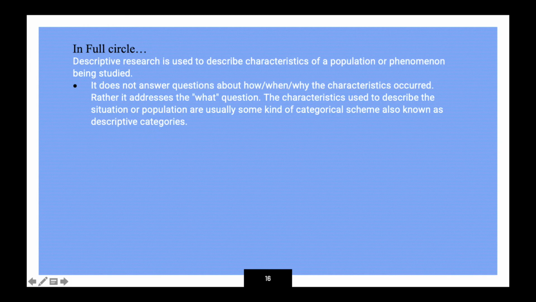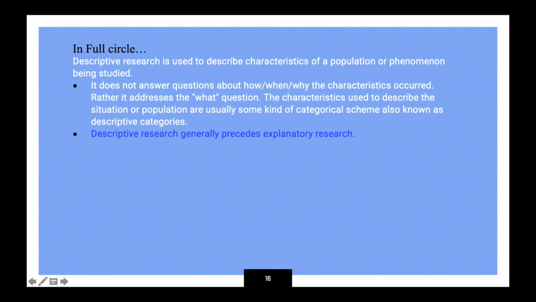The characteristics used to describe the situation or population are usually some kind of categorical scheme, also known as descriptive categories. For instance, the periodic table categorizes the elements. Scientists use knowledge about the nature of electrons, protons, and neutrons to devise this categorical scheme. We now take for granted the periodic table, yet it took descriptive research to devise it.